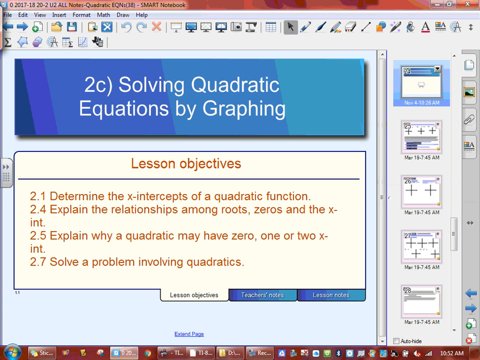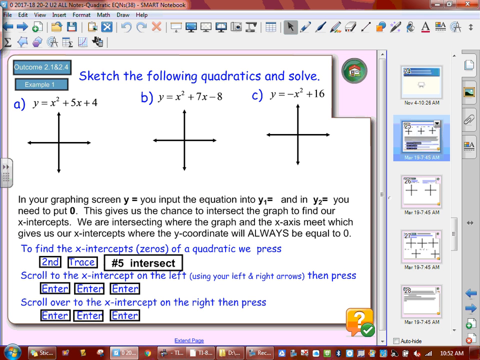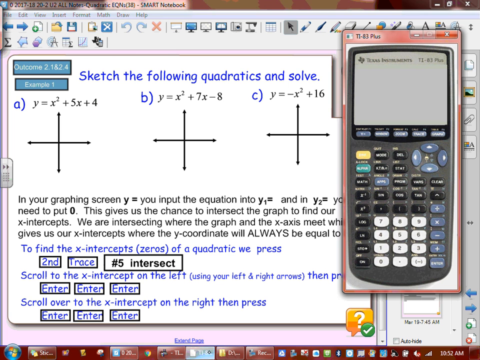This is lesson 2C. We're going to solve quadratics using our calculators. So this is the graphing method. So we need our calculators out, and we're going to start graphing these. We're going to grab the calculator.